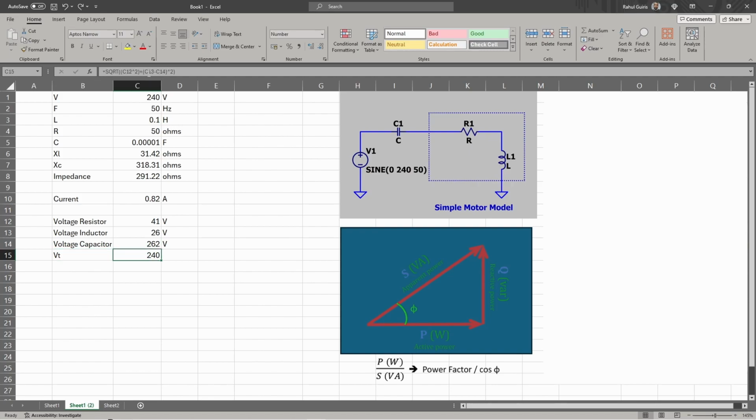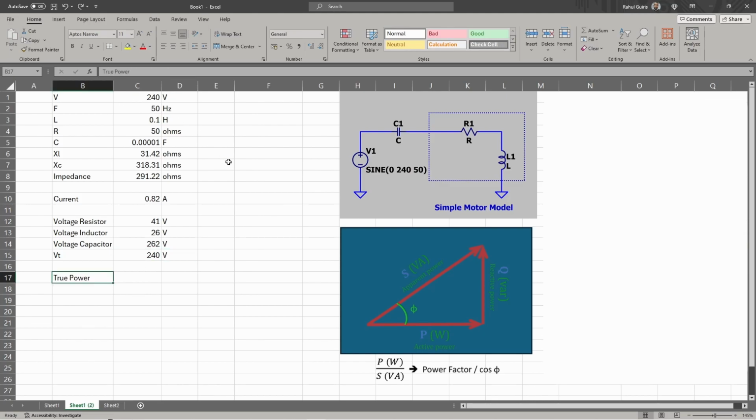And then the voltage across the capacitor is equal to the reactance of the capacitor times the current. So we can calculate the total voltage similar to before by doing the square root of the two squares. However, as before when we did the impedance calculation, we need to take away the capacitive component from the inductive component before we square it. So we get a total voltage of 240 volts, which matches up with our power supply.